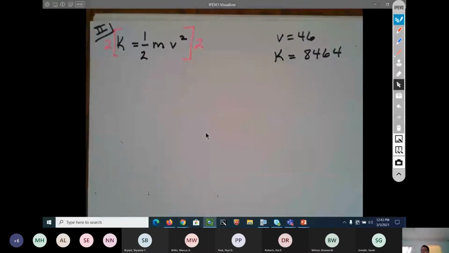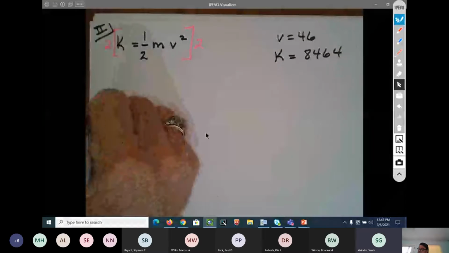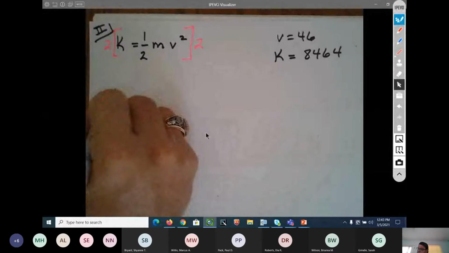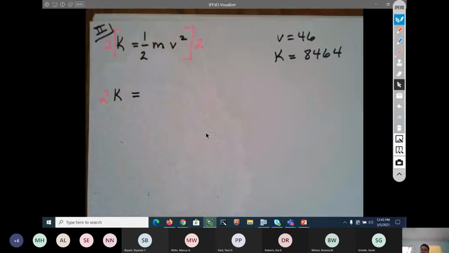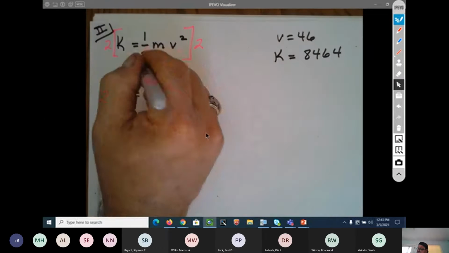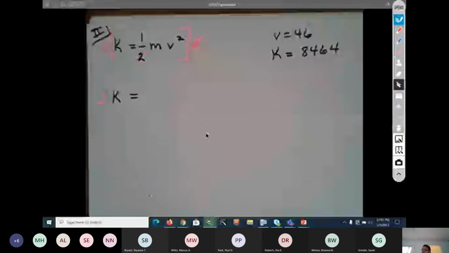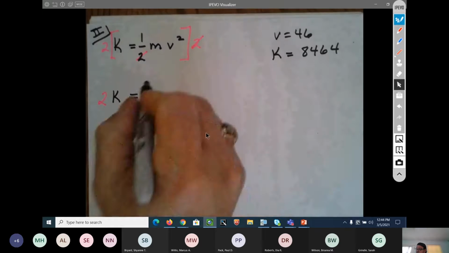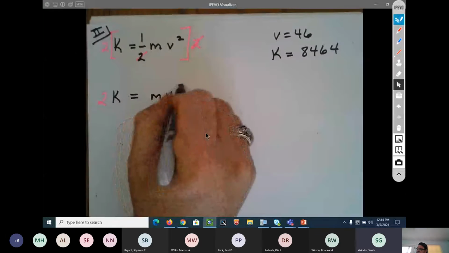And that's going to give me 2k is equal to, what happens to the 2 and the 1/2? Well, the 2 cancels with that, and that gives me 1 times m. You don't have to put the 1. mv squared.